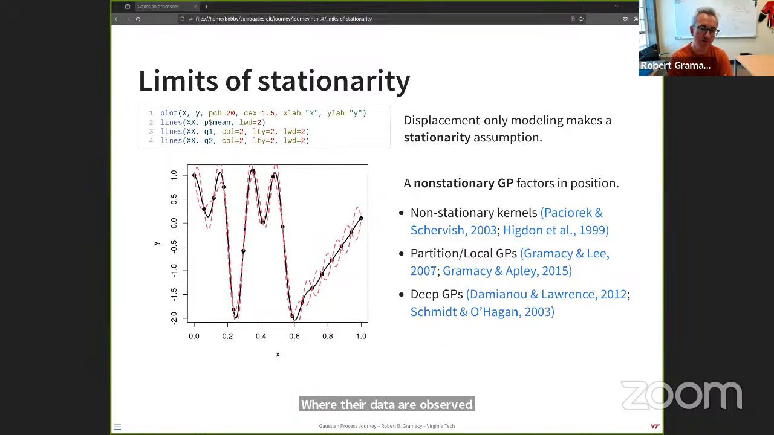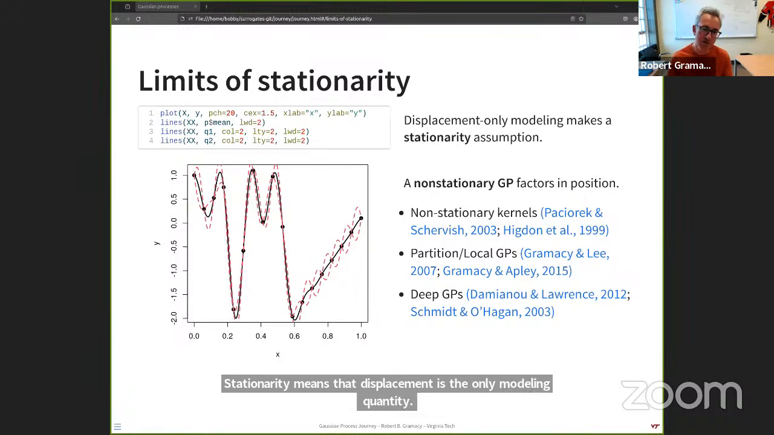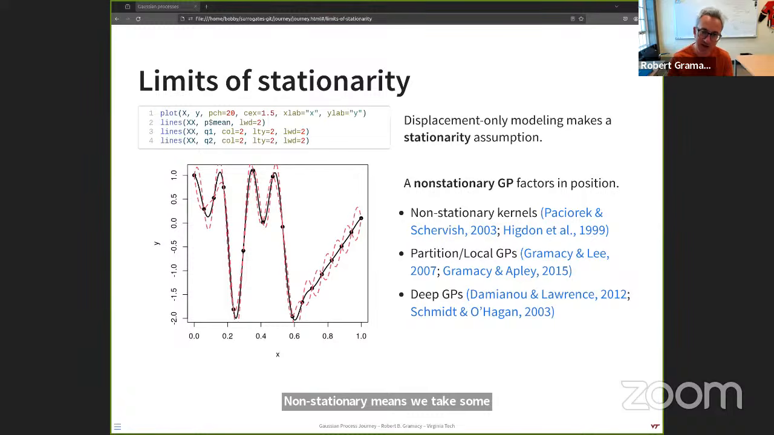This is something that people have worked on for a while. Again, I've got like 5 or 6 citations here, but there are probably 50 or 60 or maybe even more that could easily be listed. What we need is a non-stationary Gaussian process. Stationarity means that displacement is the only modeling quantity. Non-stationary means we take some position information in addition to displacement. The last citation here, deep Gaussian processes, is what I want to tell you about because I'm very excited about it.